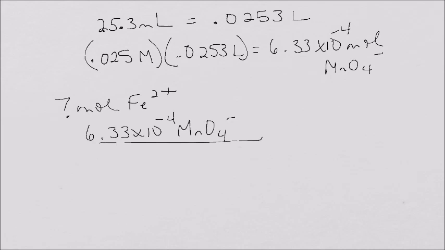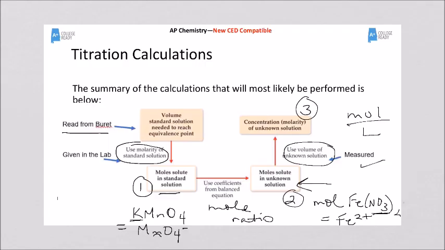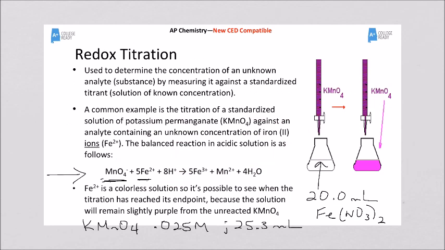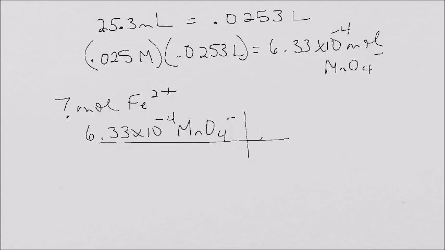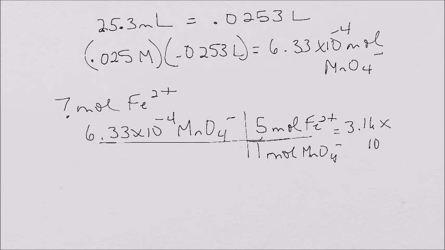So now I've got to do my mole ratio. Let's double check our reaction. For every 1 mole of the permanganate ion, it took 5 moles of iron 2 plus to react with it. So I've got my 1 mole of permanganate ion over, I'm solving for 5 moles of iron 2 plus. When I multiply that times 5, I get 3.16 times 10 to the negative third moles. So that's the iron 2 plus ion. I've answered question 1, and then question 2.